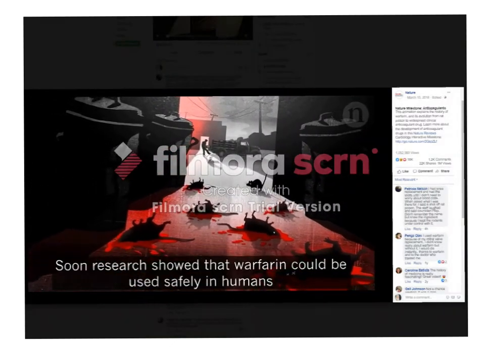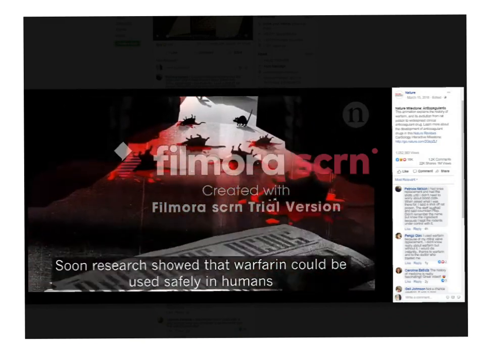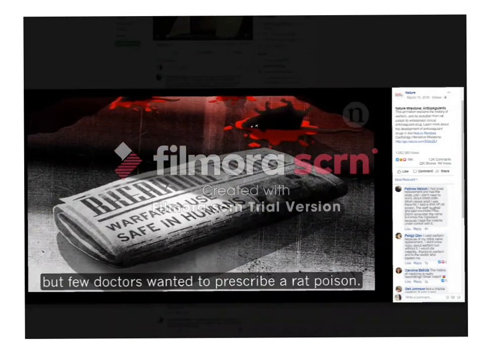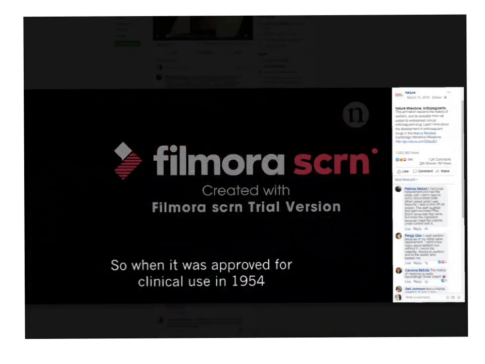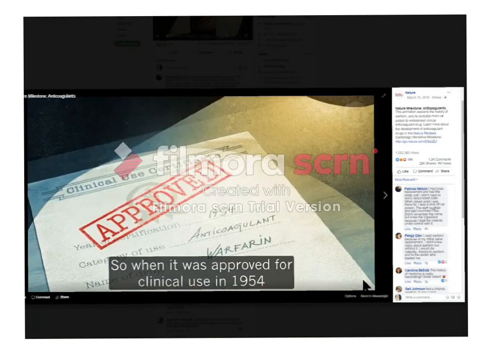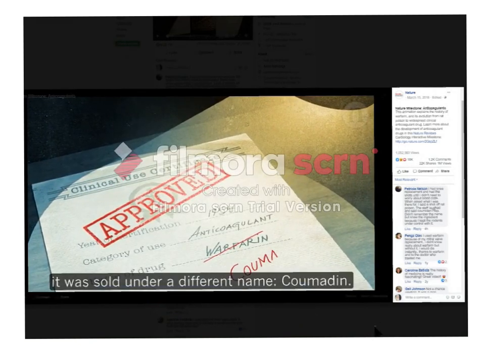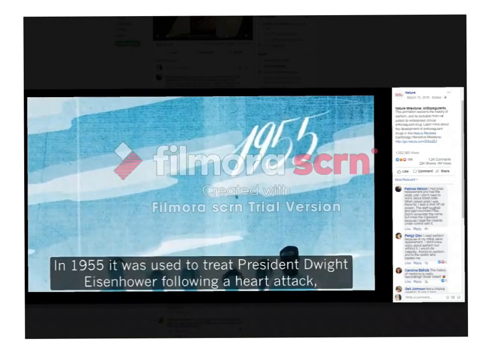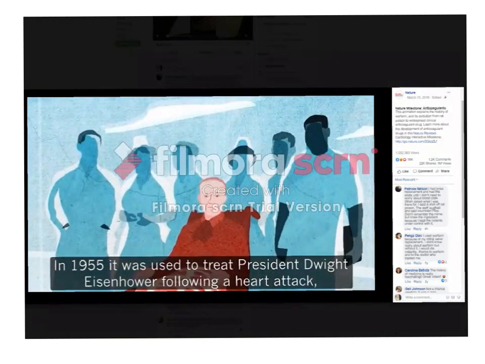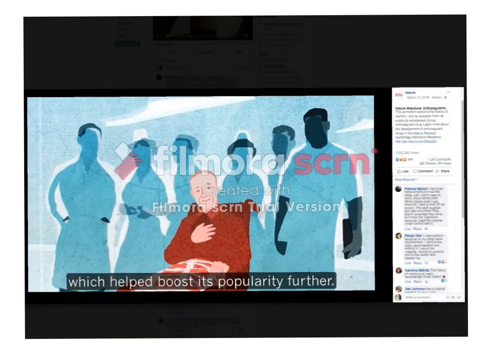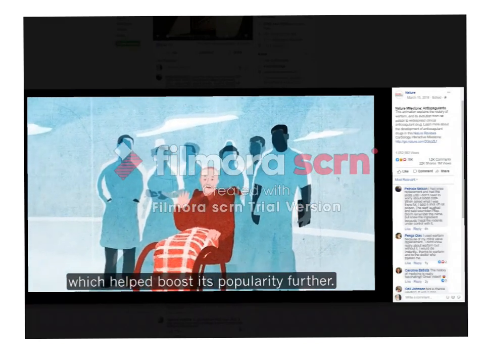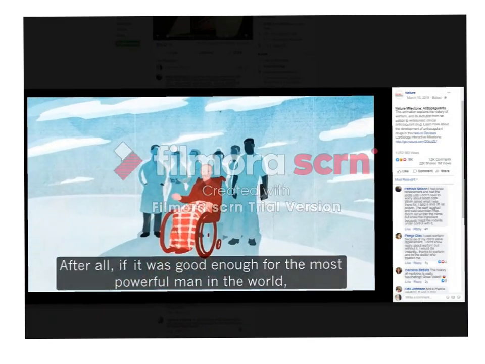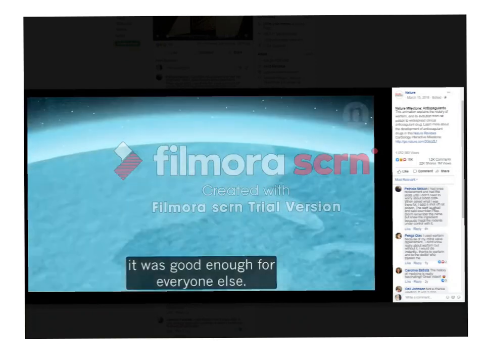Soon, research showed that warfarin could be used safely in humans, but few doctors wanted to prescribe a rat poison. So, when it was approved for clinical use in 1954, it was sold under a different name, Coumadin. In 1955, it was used to treat President Dwight Eisenhower following a heart attack, which helped boost its popularity further. After all, if it was good enough for the most powerful men in the world, it was good enough for everyone else.